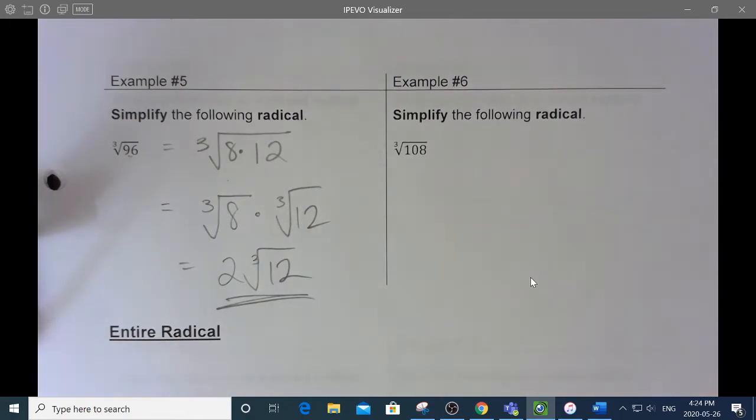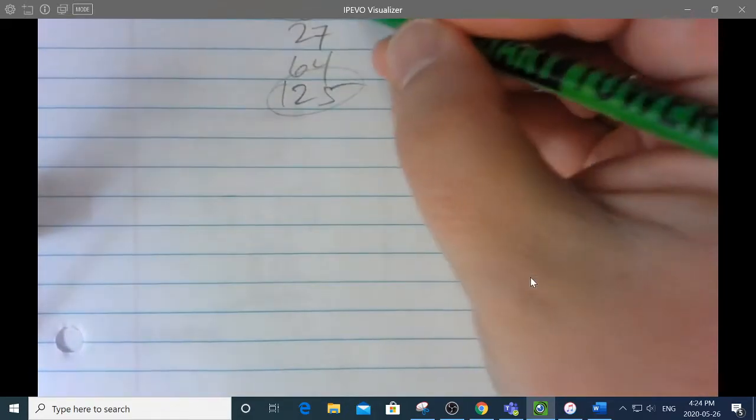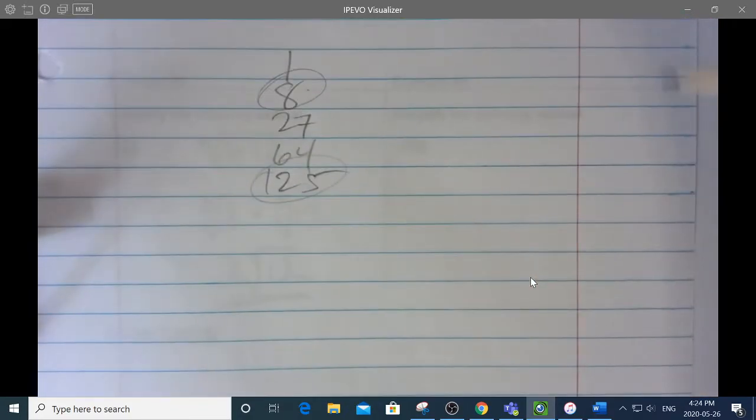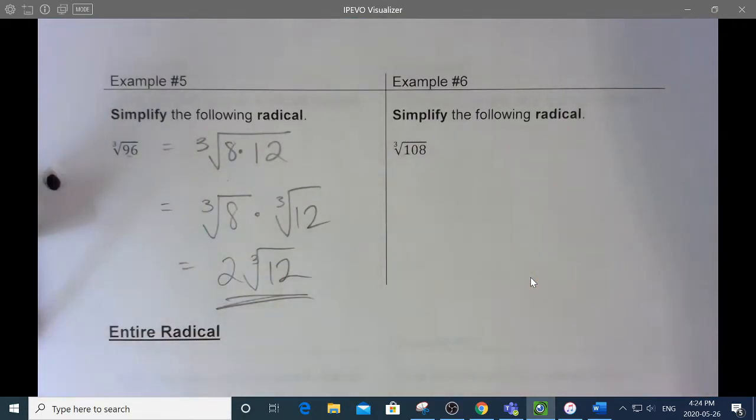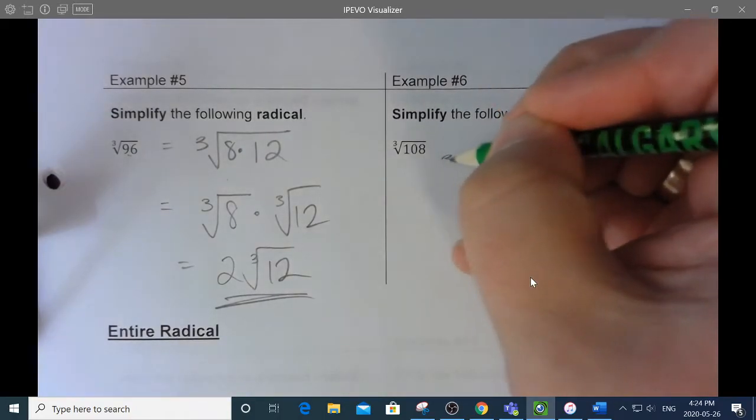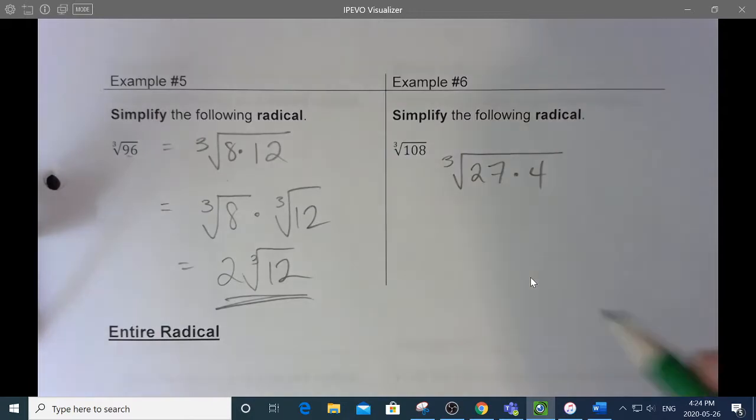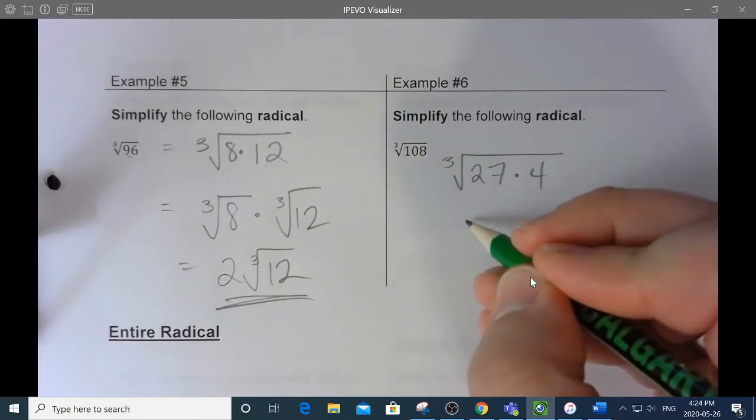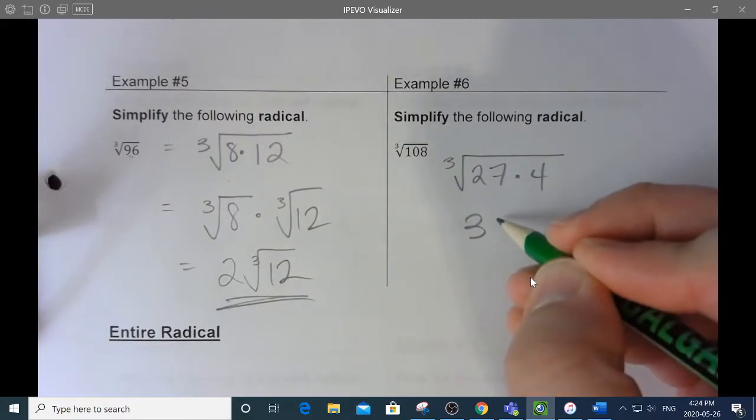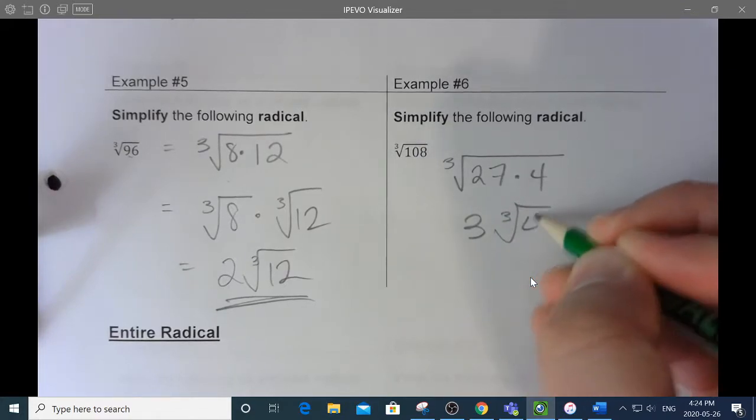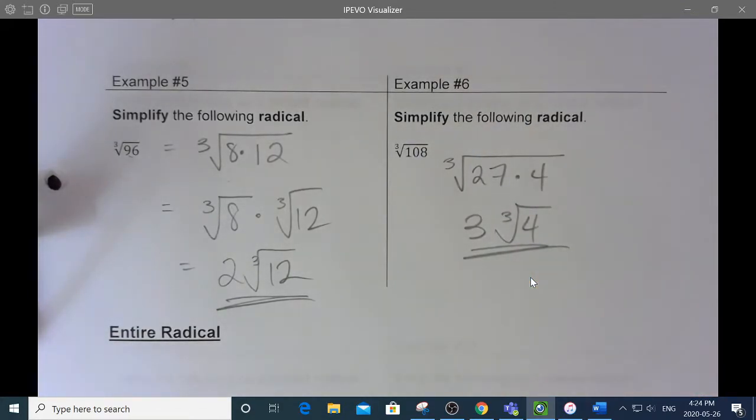All right, next. How about 108? What's the biggest perfect cube in 108? Let's go back to our list. Does 8 go into 108? No, it doesn't actually. Does 27? Actually, yes, it does. 27 times 4 is 108. So this is the cube root of 27 times 4, which is the cube root of 27, which is 3, times the cube root of 4, which isn't going anywhere. So that's the simplified answer.